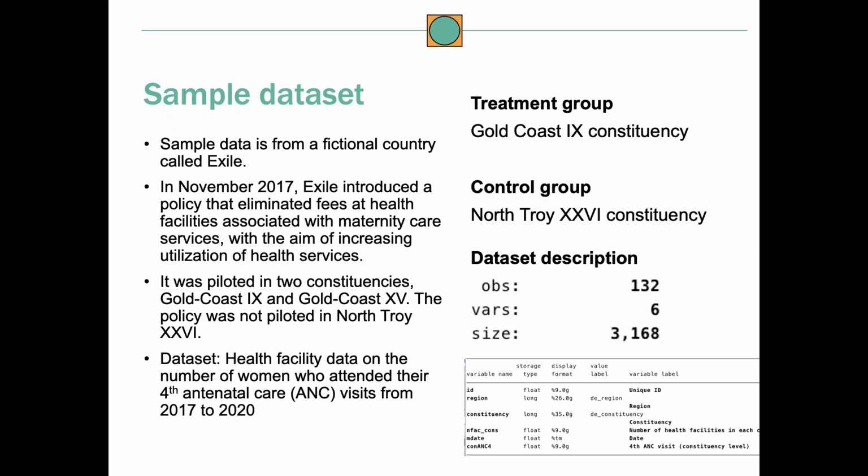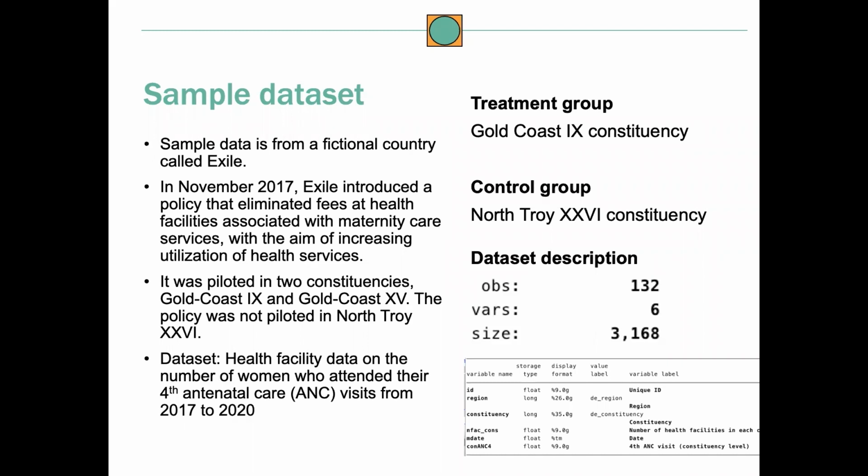We received health facility data on the number of women who attended their 4th ANC visits from 2017 to 2020. In part 1 of this video, we prepared our data set by aggregating our data to the constituency level, formatting our counts to rates, reshaping our data, and finally formatting our dates to be recognized by the software. And so we have 6 variables in our data set as well as 132 observations.